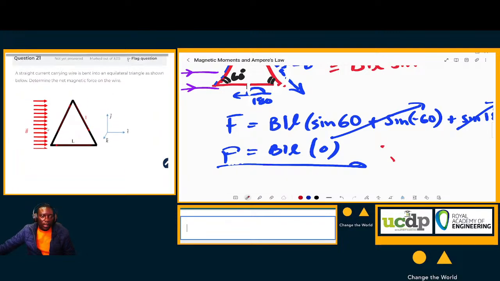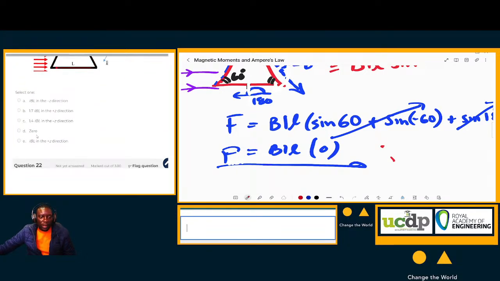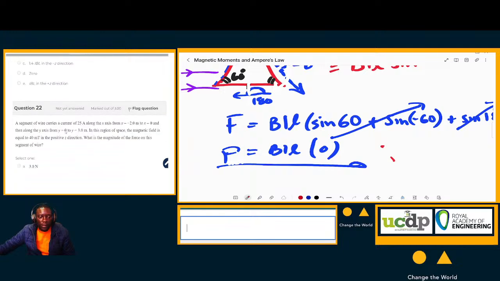Okay, it doesn't allow me to select for whatever reason, but it's okay. We have 0 there. The answer therefore will be D.